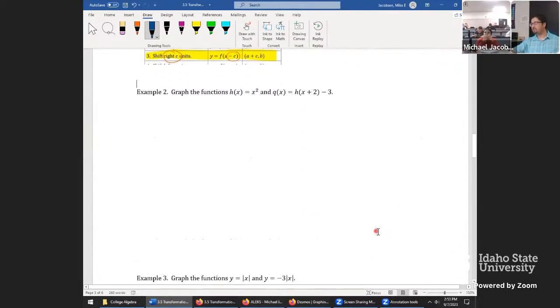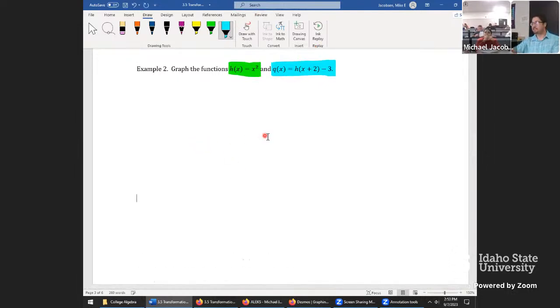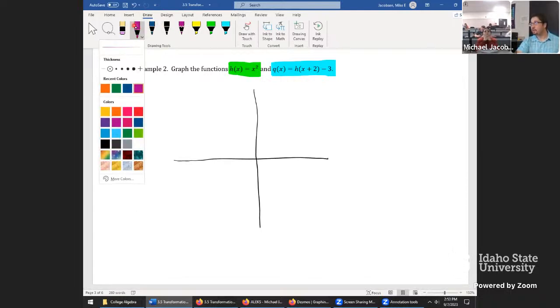Okay, so same kind of strategy as before. I'm going to plot the original toolkit function x squared in green, the new function q of x, I'm not sure why q, but there it is, that'll be in blue. Here's our axis to start off. And let me add that statement we said before.